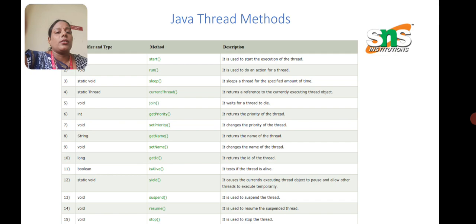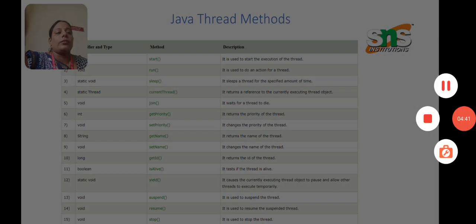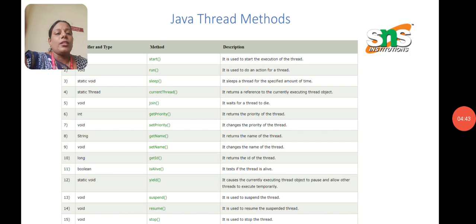Void, suspend. It is used to suspend a thread. Void, resume. It is used to resume the suspended thread. Void, the method name is stop. It is used to stop the thread.